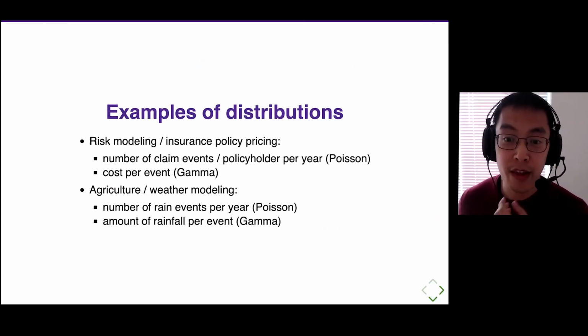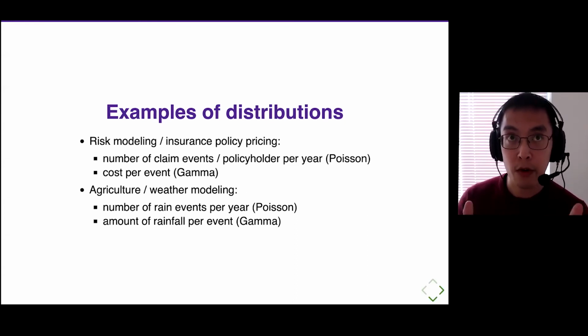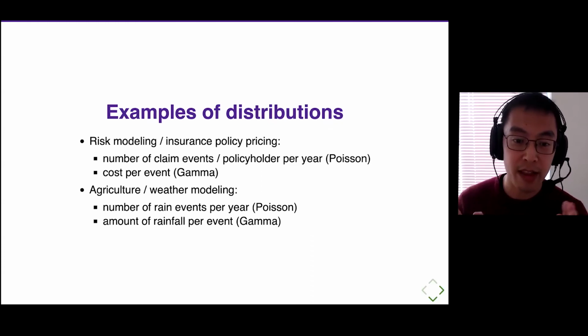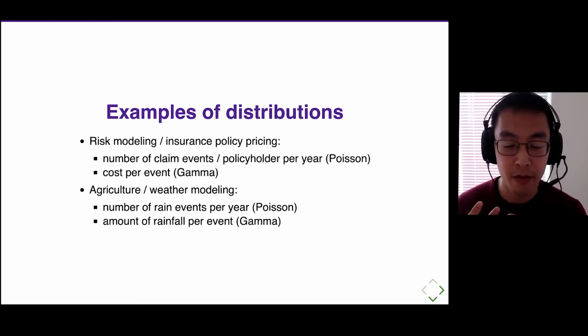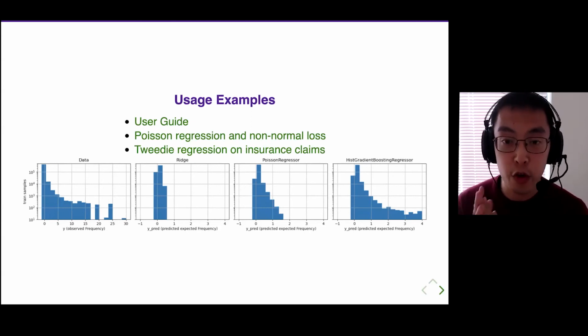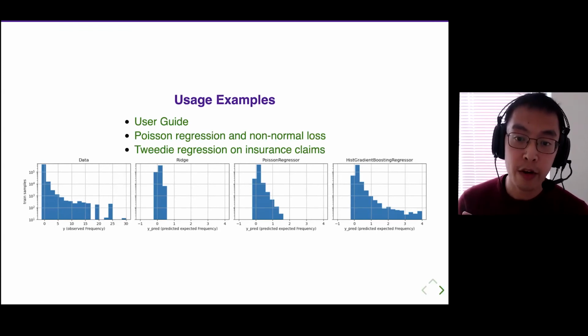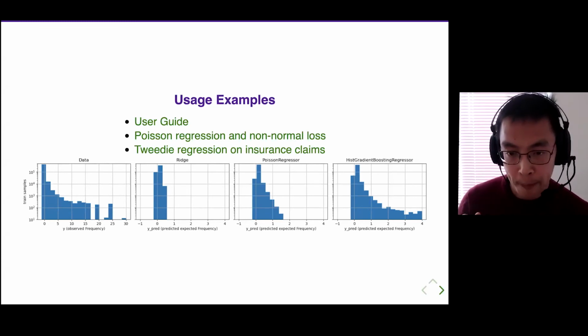Examples of these distributions for Poisson would be the number of events, or the frequency of events. For risk modeling, it's the number of claims. For agriculture or weather modeling, it's the number of rain events per year. Gamma distributions are useful for time between events, cost per event, or amount of rainfall per event. We have many useful usage examples of this. We have a user guide for Poisson regression, and a user guide and examples for Tweedie regression as well.